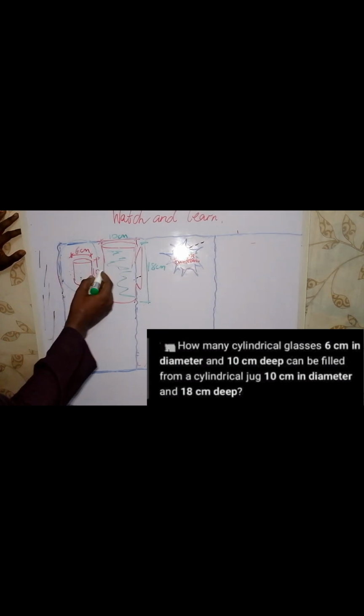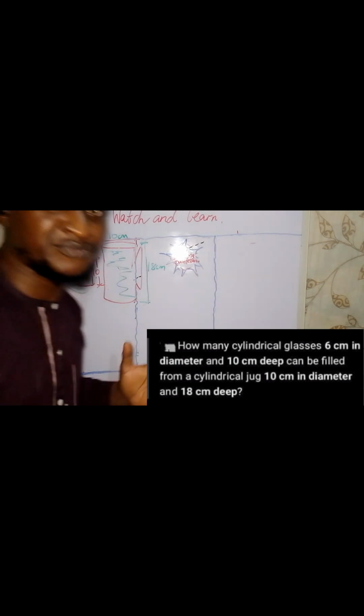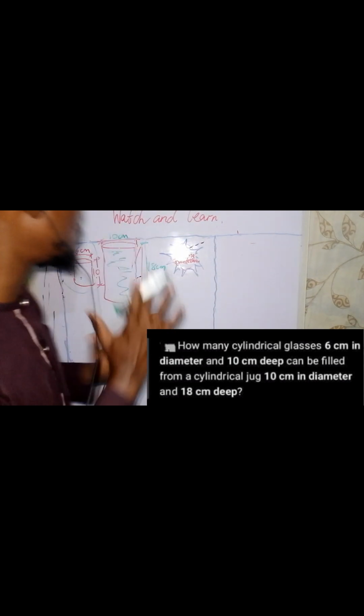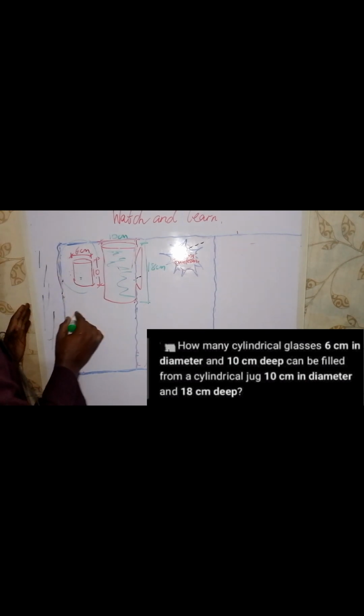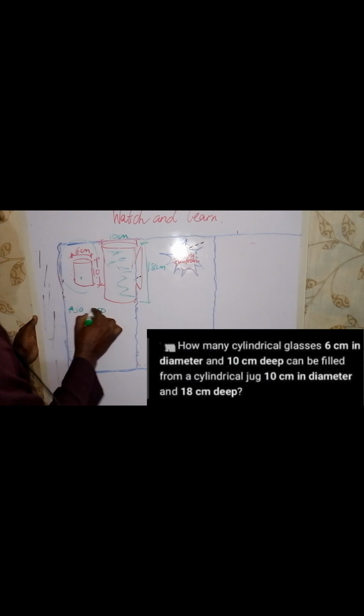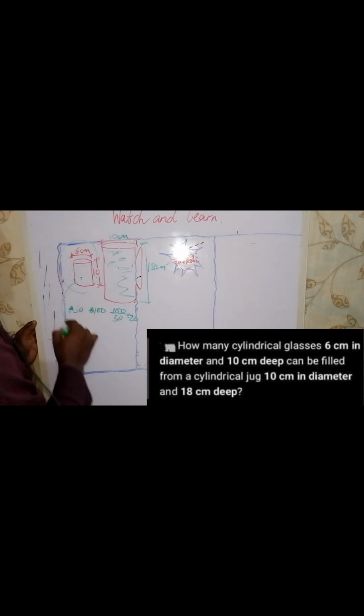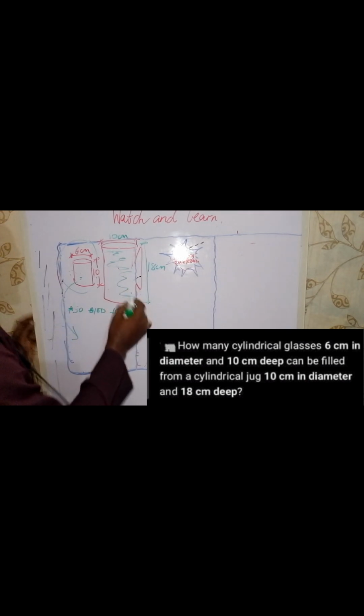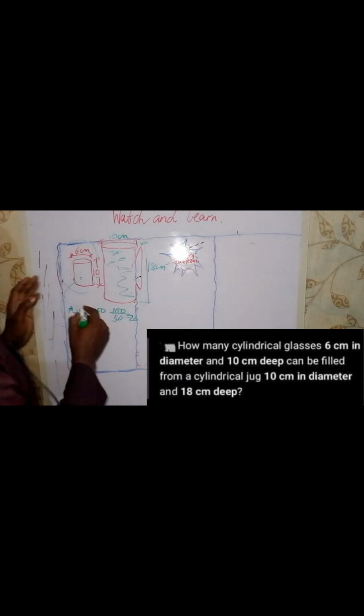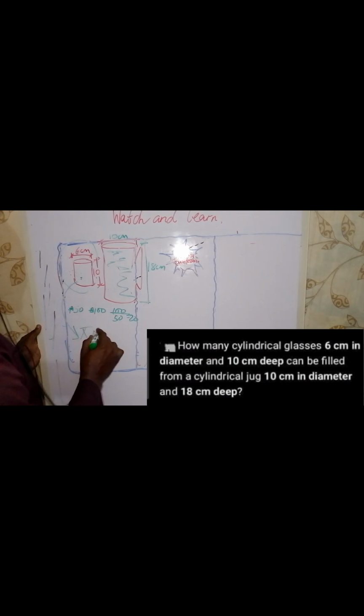When you've been told how many of this in this, you actually mean to divide in most cases. So if I ask you, how many 50 naira can you find in 100 naira? You do 100 divided by 50, which is 2. So that means that we'll find the volume of this and the volume of this and then divide. Volume is pi r squared h.